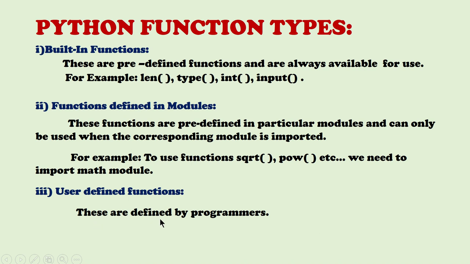These are the functions defined by the programmers. That is what we were talking about all this time. Whenever we talk about functions, we are talking about the user defined functions, that is the functions written by the programmer. These are the 3 different types of functions that are available in Python.